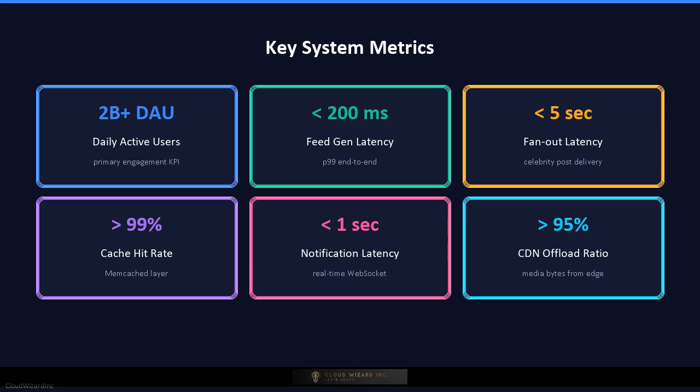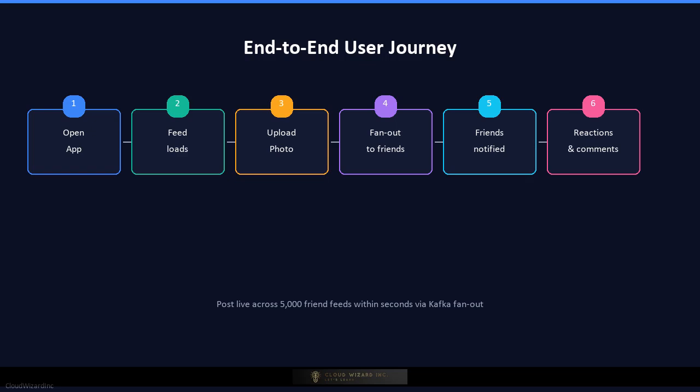These metrics are what a staff engineer at Facebook would be asked to define, monitor, and optimize during an on-call rotation. Let's trace the end-to-end user journey for a post going viral. A user with 5,000 friends opens the Facebook app. The feed service fetches candidate posts from the graph service, which returns the user's friend list and group memberships, and from a pre-computed candidate pool stored in a distributed cache. The ranking model scores each candidate post using signals like affinity, recency, engagement velocity, and content type, then returns the top-ranked posts. The user sees the feed within 200 milliseconds.